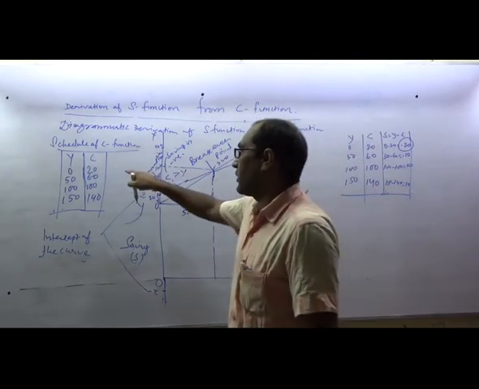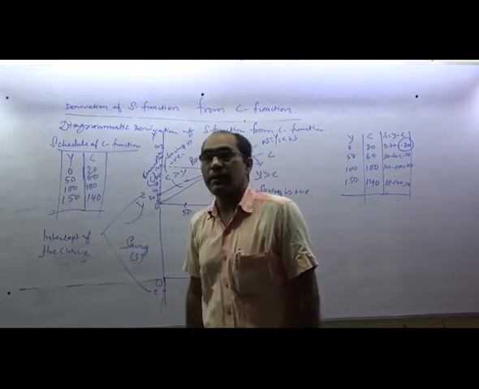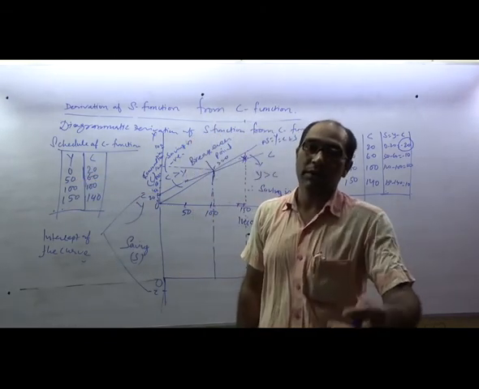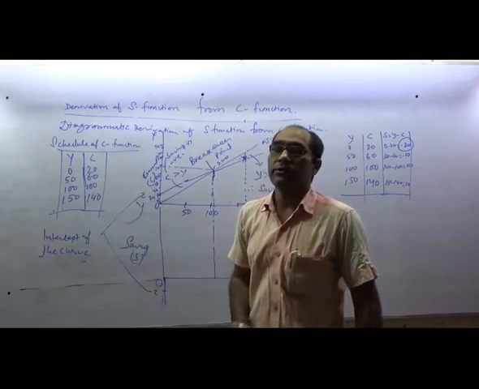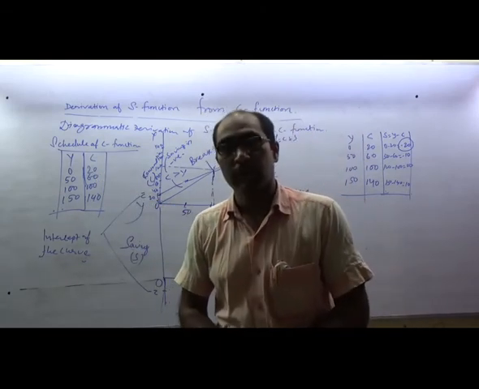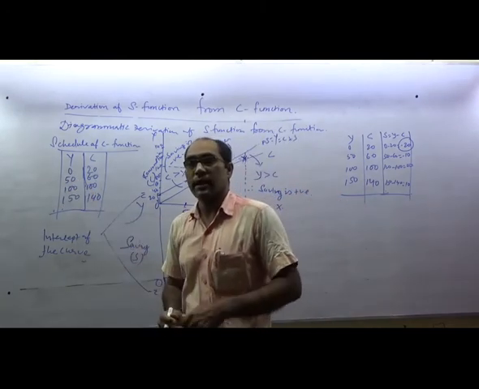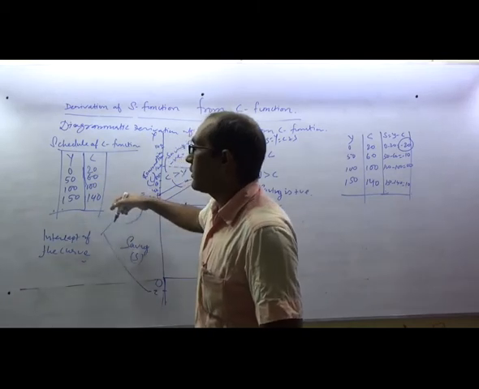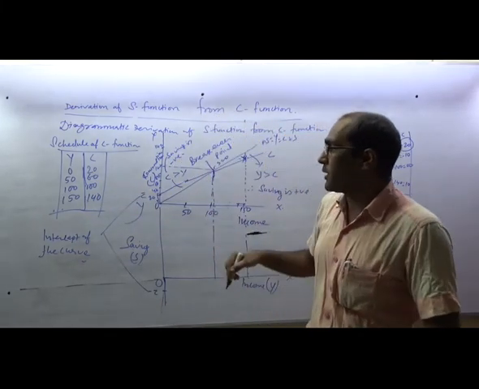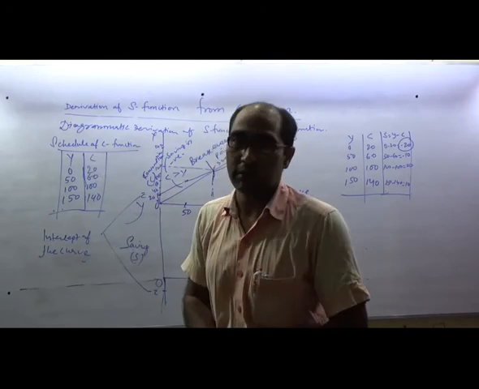See what we are showing here. As income rises from 0 to 50, how much does income change? Change in income equals 50. See the change in consumption, 20 to 60, it's 40. Again, when income changes from 50 to 100, means again a 50 change in income, it is accompanied by 100 minus 60, 40 change in consumption.